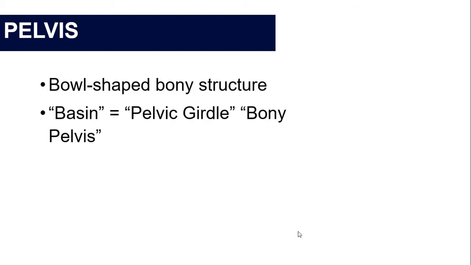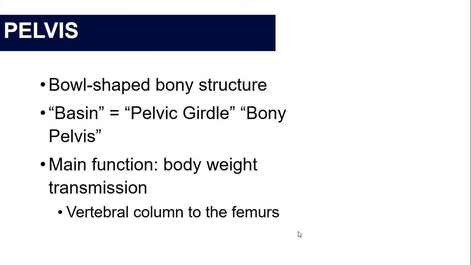So, what is the pelvis? It is actually a bowl shaped bony structure, and it is described as a basin, which is equal to a pelvic girdle or the bony pelvis itself. Its main function is the transmission of the body weight, especially from the upper body down through your vertebral column, towards the femurs. So it connects your upper body down to your lower body.